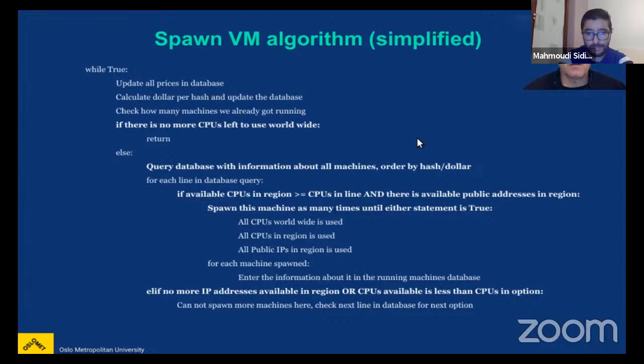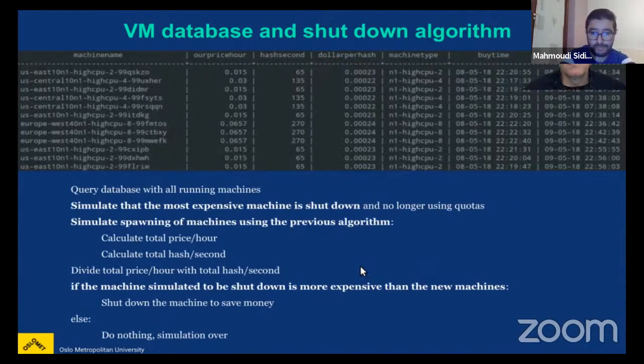Yeah, and this is a simplified version of the spawning VM algorithm, which has to be restricted to the restrictions we mentioned. There is also a database where, for each VM, you see the price per hour and dollar per hash. And this is the algorithm which checks this database and decides whether to keep a VM running or shut it down and start a cheaper one.